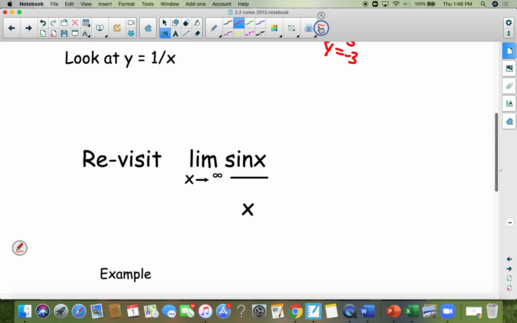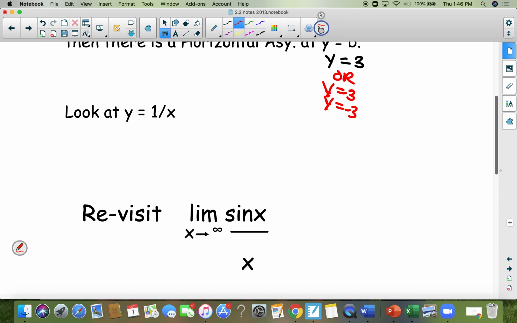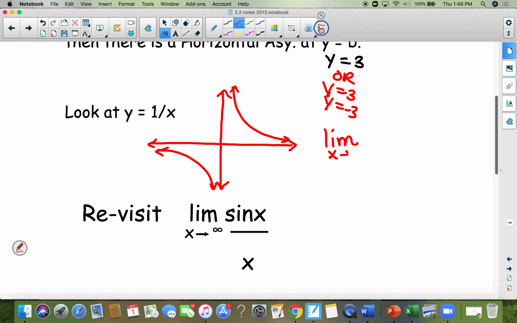Let's go back and revisit. Let's look at this one first. Look at y is equal to 1 over x. There it is. And there it is. Okay, and we're going to say the limit as x approaches infinity, or the limit as x approaches negative infinity. And this is the function f of x.